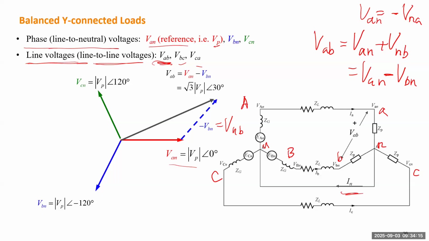And from this figure, based on the triangle, this is 120 degrees, and those two angles are identical, each 30 degrees. And VAB will be leading VAN by 30 degrees and also multiplied by a factor of the root of 3.